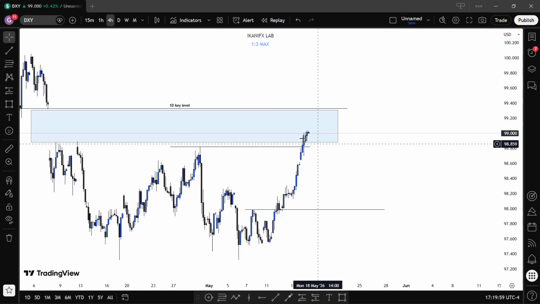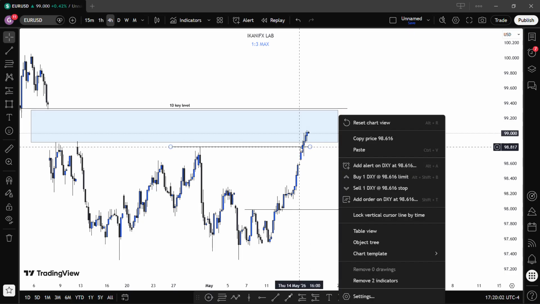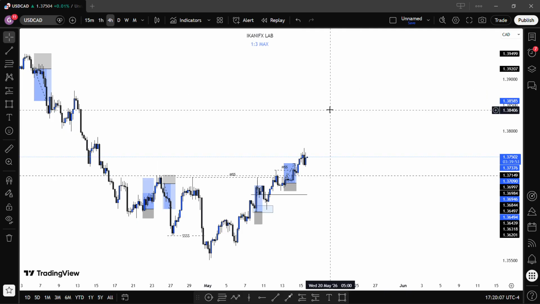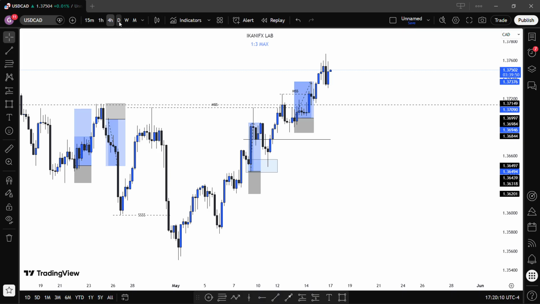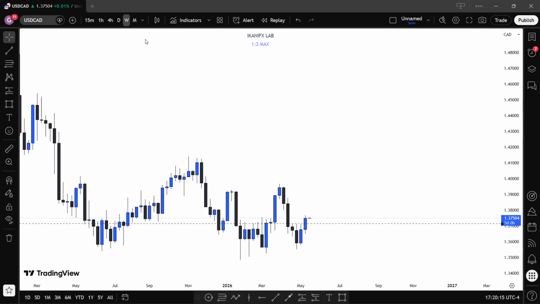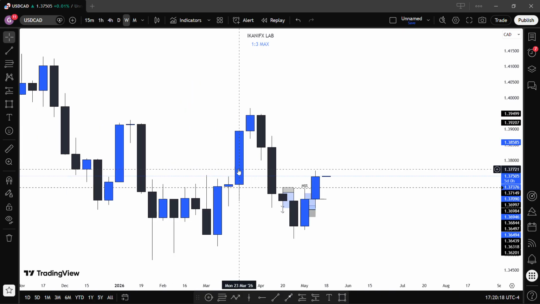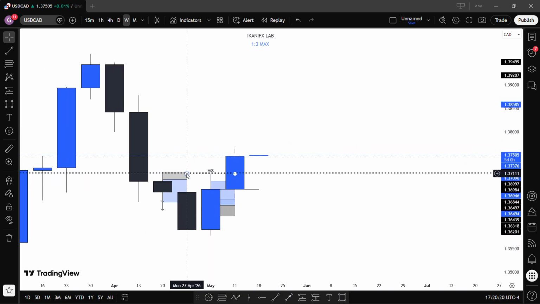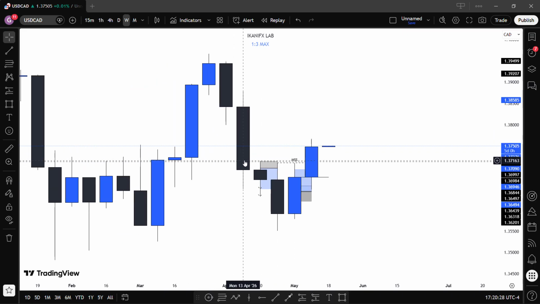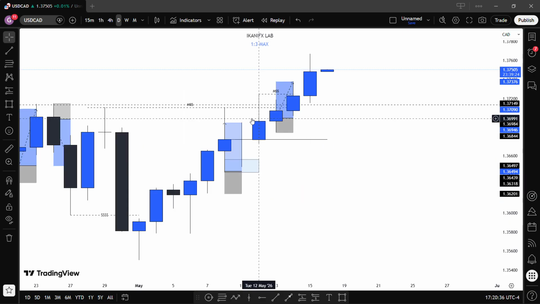Same case scenario for USD CAD. On USD CAD, we see USD CAD is obviously bullish on 4 hour. On the daily, USD CAD has been bullish, and we are still going to expect bullish price movement. We see the same thing on the weekly time frame. It broke above this little order block, and since then we've been going higher. So we can anticipate the price to continue going higher. So that's basically what we're going to be expecting for this week. We're going to be expecting bullish price movements.